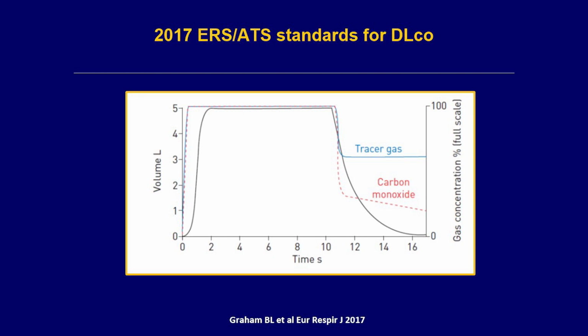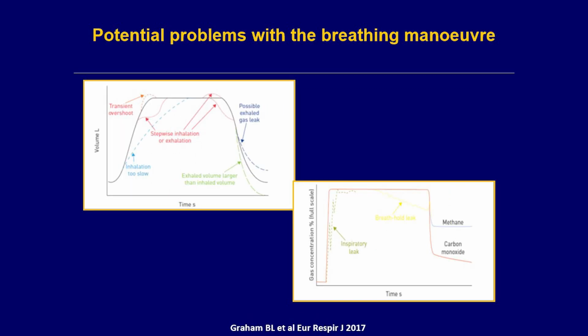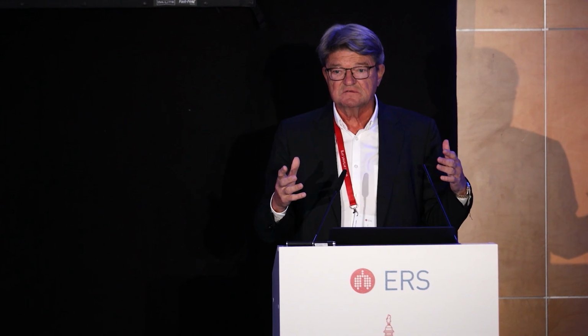Now, during this maneuver, you can have many, many mistakes. Your inspiration is not fast enough, the inspiration is not deep enough, and so on and so forth. The breath holding time may be too short or interrupted, and during exhalation, you have some problems. All these things are registered by the NDD machine, and this makes this machine more precise and more accurate to estimate diffusion capacity for carbon monoxide.